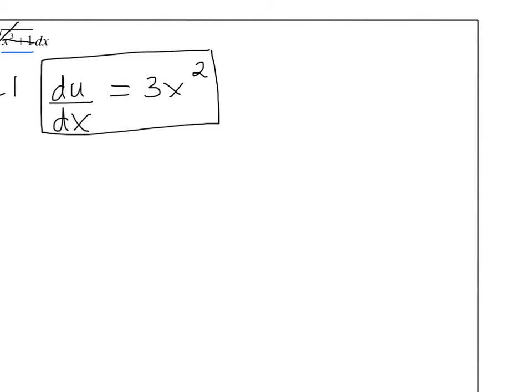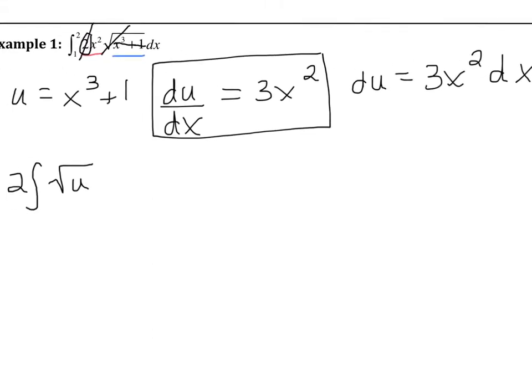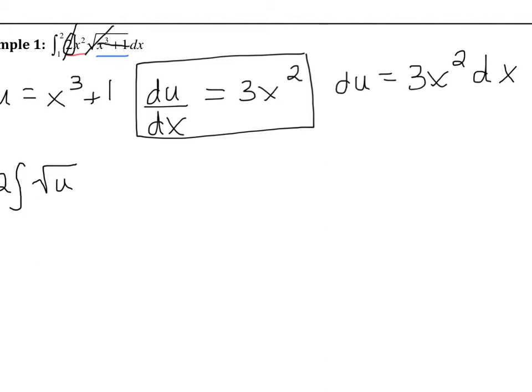I'll multiply both sides by dx, and I'll get that du equals 3x squared times dx. And I look back at my expression and I say, oh geez, I don't want 3x squared dx. I just need to get in an x squared and a dx. And of course, that's as simple as just dividing both sides by 3.